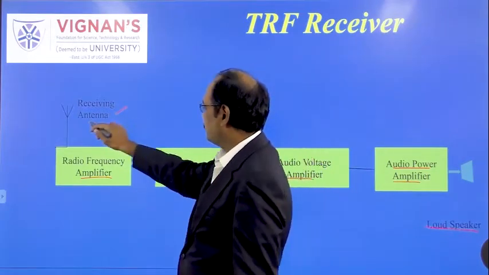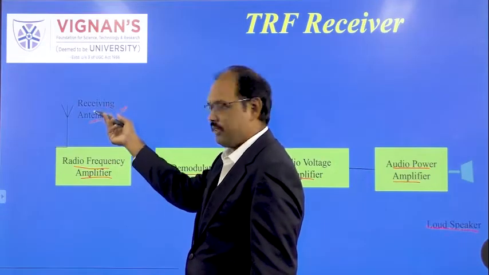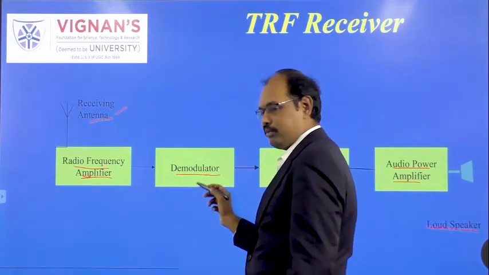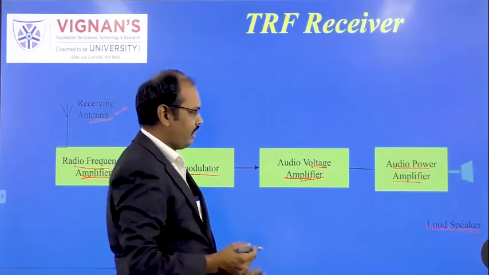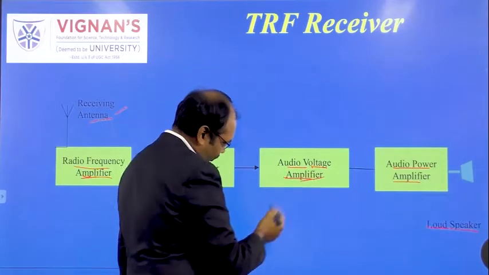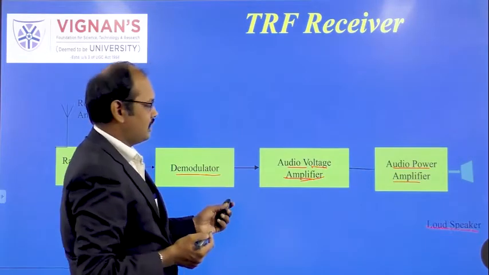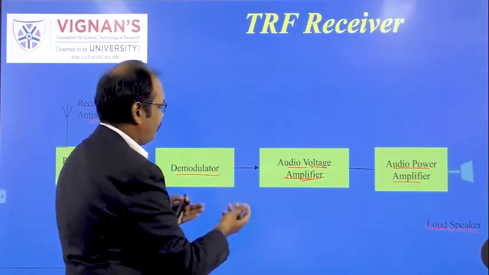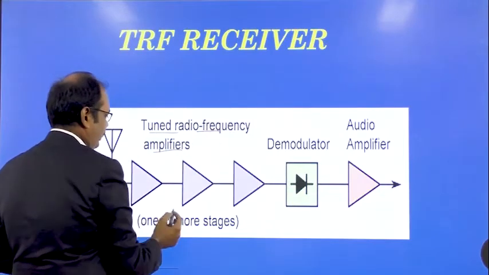At the receiver, you will be using the receiver antenna. You will be using a radio frequency amplifier to amplify the received signal. Then this one is a demodulator and this is an audio voltage amplifier, and the last part is a loudspeaker. To increase the voltage, you will be using the audio voltage amplifier and audio power amplifier. So this is a general thing about a TRF receiver, that is a tuned radio frequency receiver. This is a part, that is a tuned radio frequency amplifier.